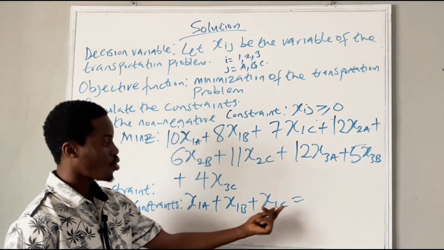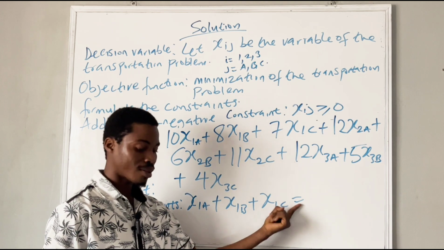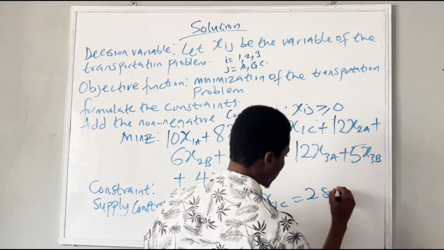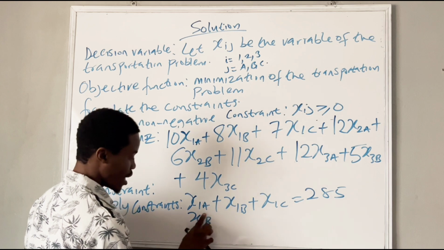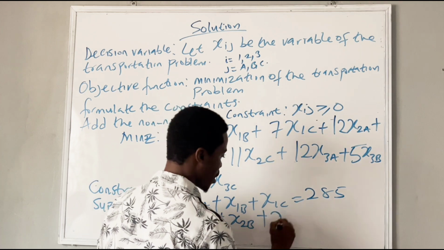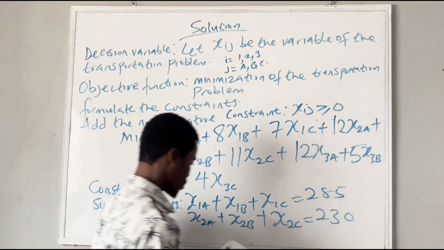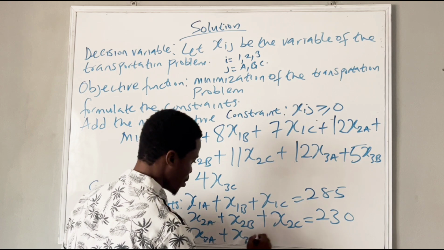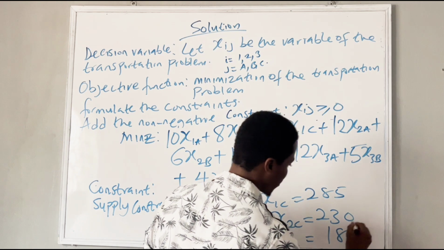The constraint sign will be equal to, because when we are dealing with transportation, our equality is the equal sign. So in Ilorin, our supply is 285. For Ogbomoso, it will be x2a plus x2b plus x2c, and our supply is 230. On Oyo, we have x3a plus x3b plus x3c, and our supply is 185.